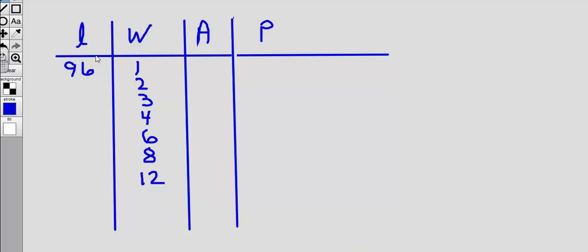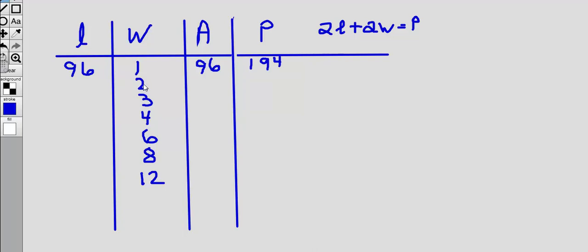So that means if it has an area of 96, one potential dimension for the rectangle could be 96 by 1. 96 times 1 is 96. Now the question is, what would the perimeter be? Because remember, the formula for perimeter is 2 times the length plus 2 times the width. And if we take 2 times 96 and then 2 times 1, we will end up getting 194. Let's put in the P here.